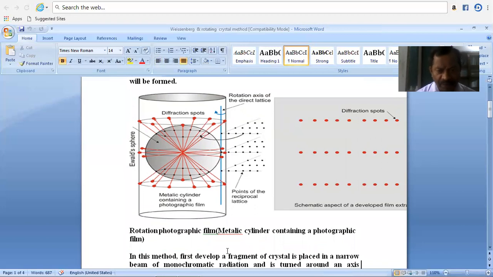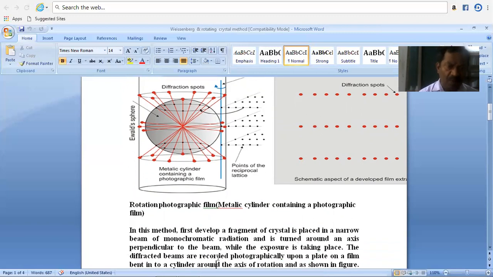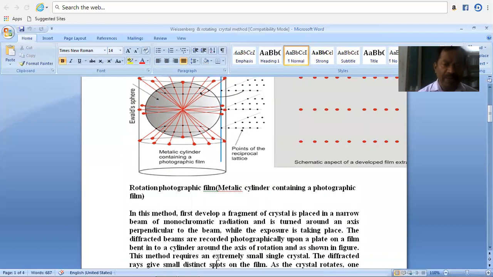Rotation: a photographic film, or a metallic cylinder containing a photographic film. Inside this is the metallic cylinder. Inside that the photographic film is inserted. Then after the diffraction, we can see the diffraction spots here. Now we'll give an explanation for this.